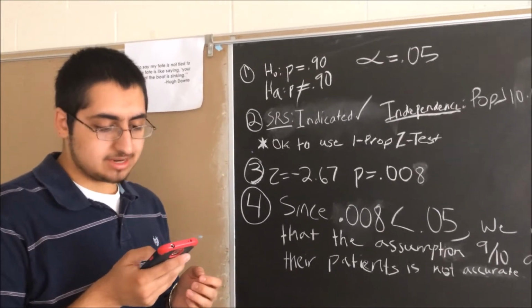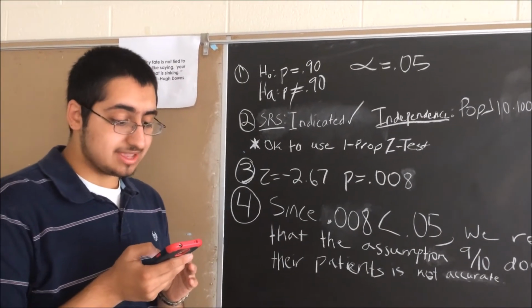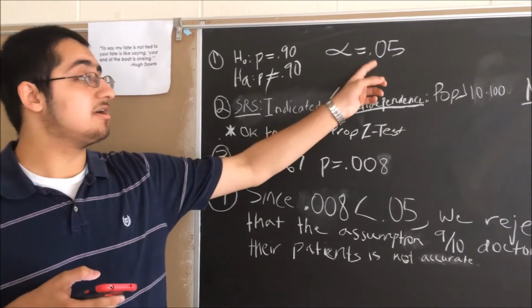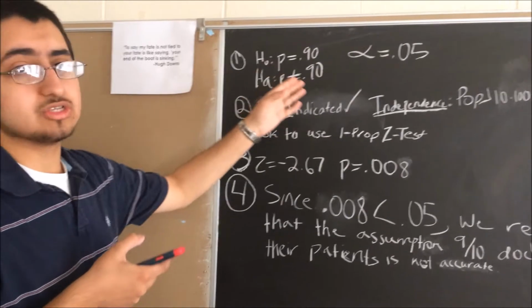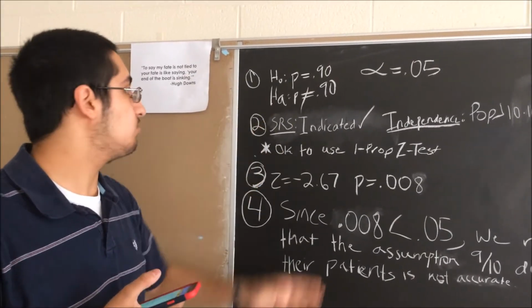To test this claim, a random sample of 100 doctors is obtained. Of these 100 doctors, 82 indicate that they recommend aspirin. Is this claim accurate? We'll use an alpha of 0.05. So our null hypothesis is that p equals 0.9, and our alternative hypothesis is that p does not equal 0.9.